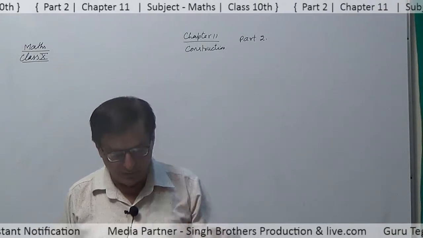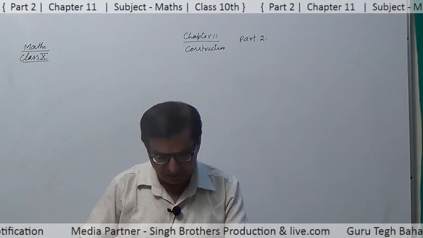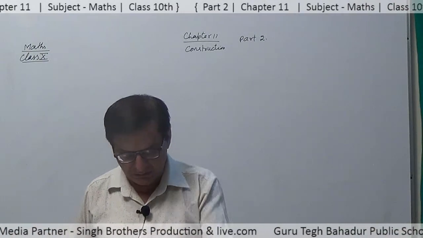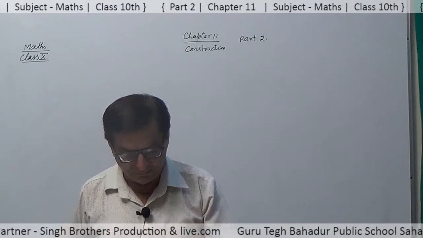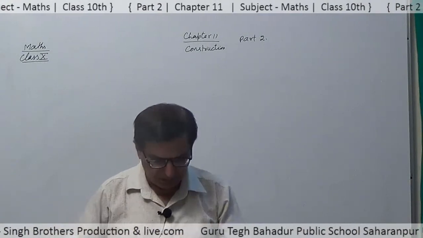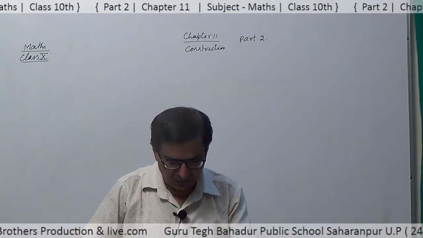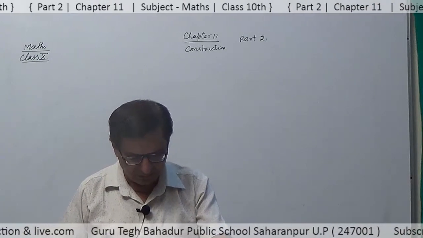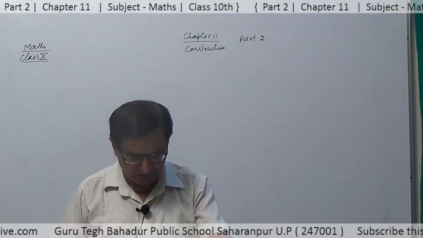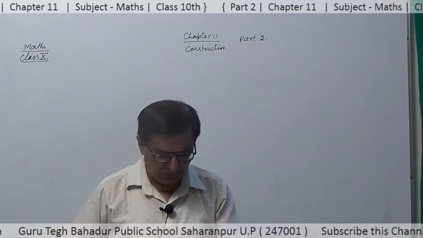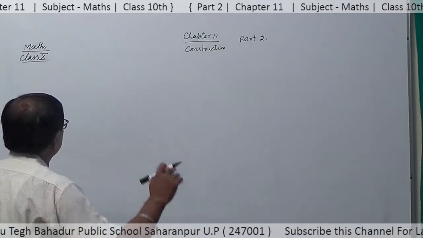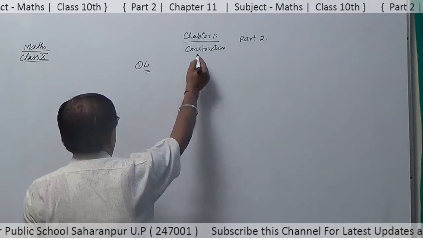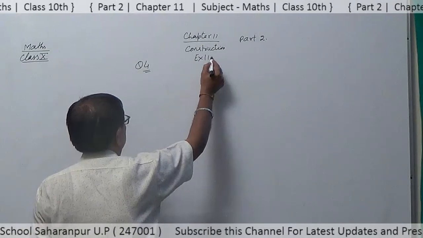Good morning, students. In the last lecture, I explained questions number 1, 2 and 3 of exercise 11.2. All these are the constructions of tangents to a circle. Now let us see question number 4 of exercise 11.2.